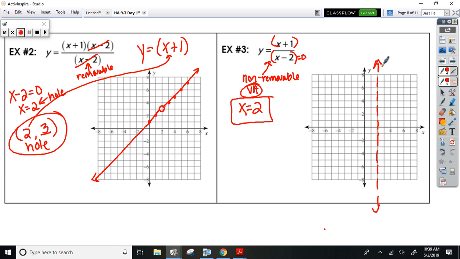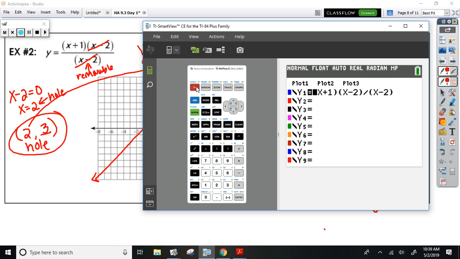And then you could do a table of values by hand, but since there's x's in the top and the bottom, it's a little bit harder. So you may just want to use your graphing calculator to do that for you. Save some time.